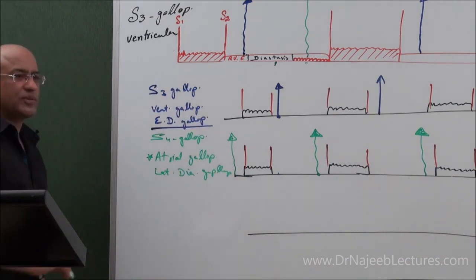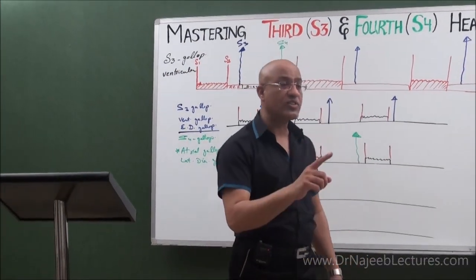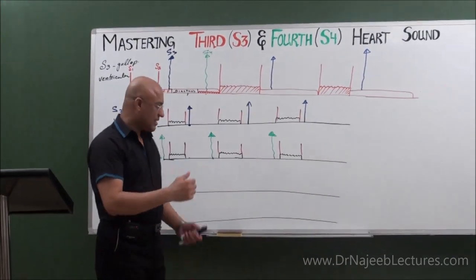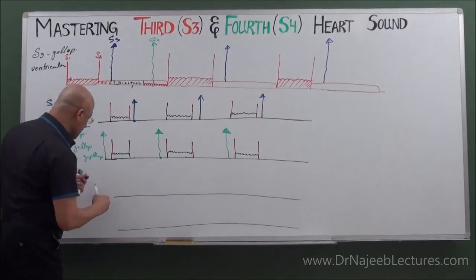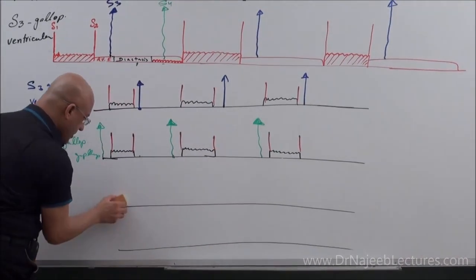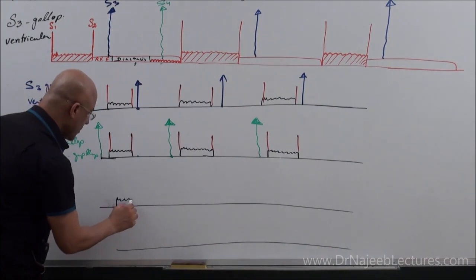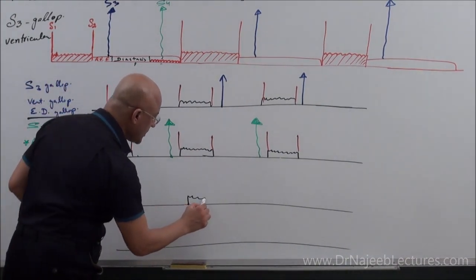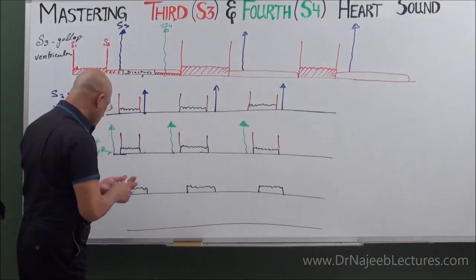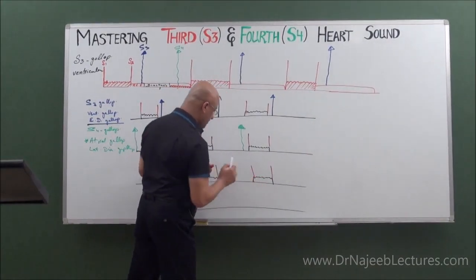Now I come to another situation. Sometimes we come across a patient who has third sound as well as fourth sound. It means that in that patient, first let me draw here. Again, what is this? Which systole, atrial or ventricular? Yes, ventricular systole, again ventricular systole, and next cycle again ventricular systole. Lub, dub, lub, dub, lub, dub.